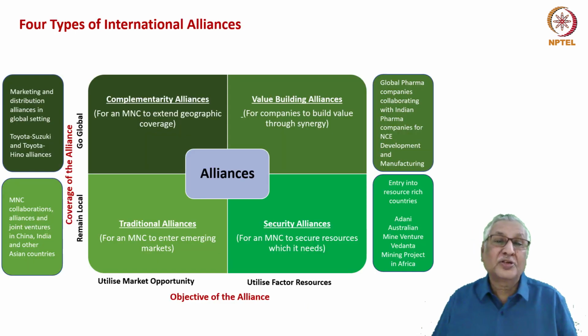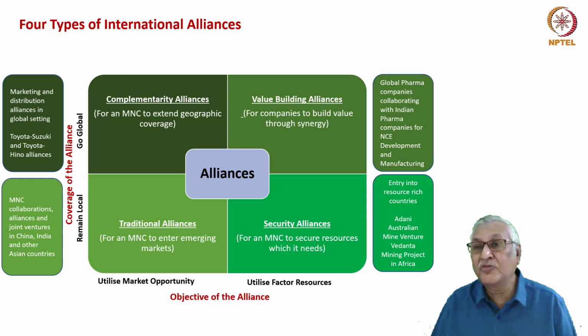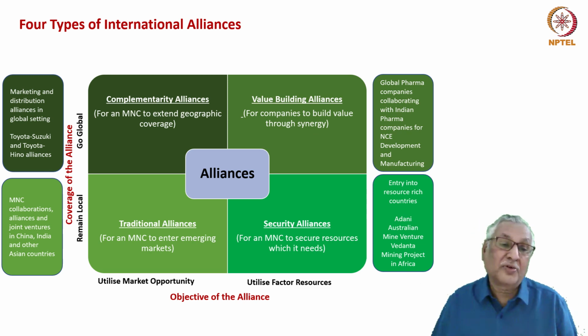There are four types of international alliances that are possible, and there are two dimensions that exist in any international alliance. The first is the objective of the alliance, and the second is the coverage of the alliance. The objective of the alliance could be utilizing the market opportunity or utilizing the factor resources, and the coverage of the alliance could be in terms of remaining local or going global.